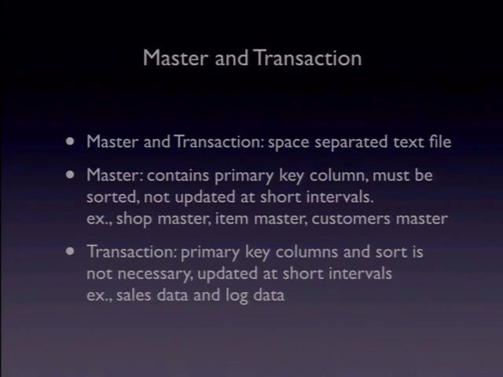A master file should have at least one primary key column, and it must be sorted by primary key. A master file is not updated at short intervals. For example, sales shop master, item master, customer master, employee master. These are master files. Next, transaction. A transaction file is not a master file. Transactions will be updated at short intervals. Primary key and sort are not necessary. For example, sales data from POS terminals, log data from communication devices, or transaction data.